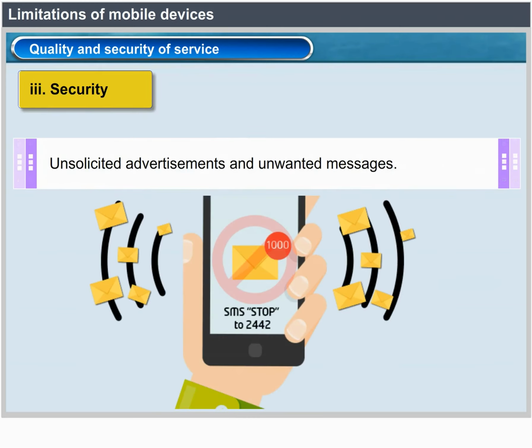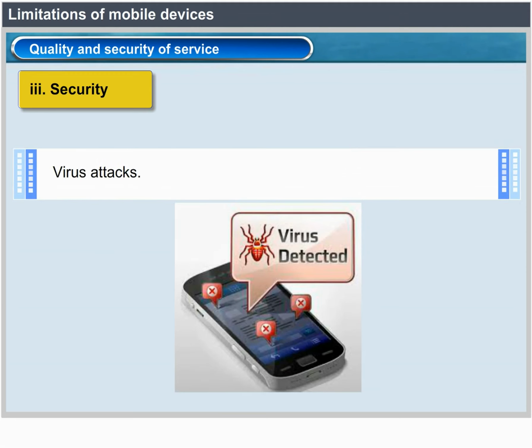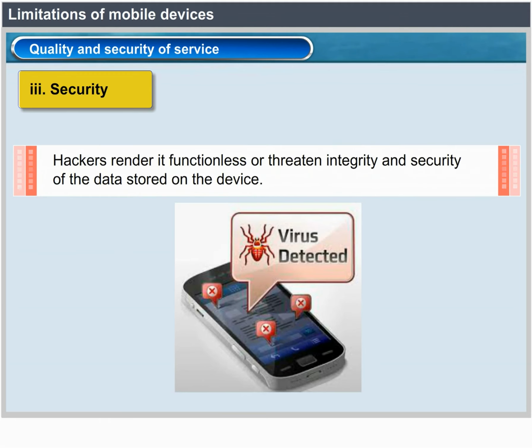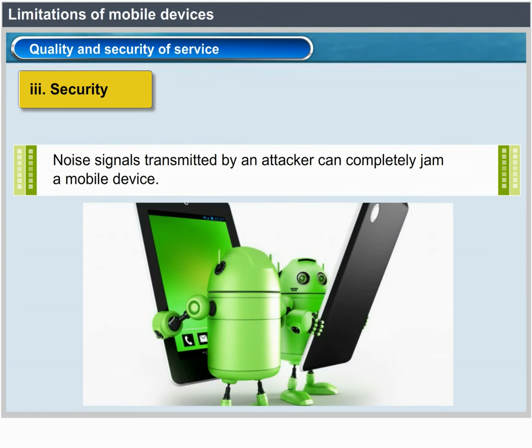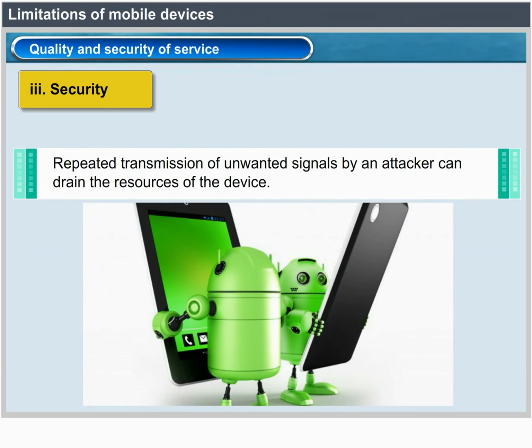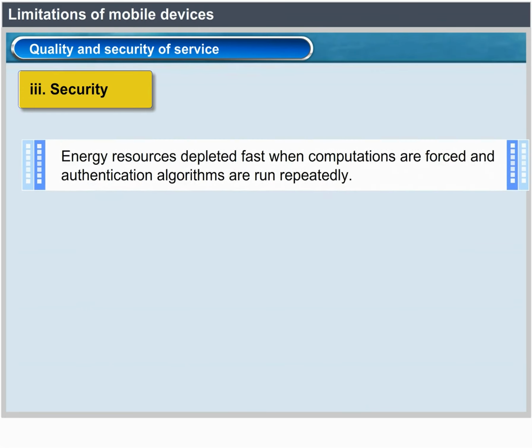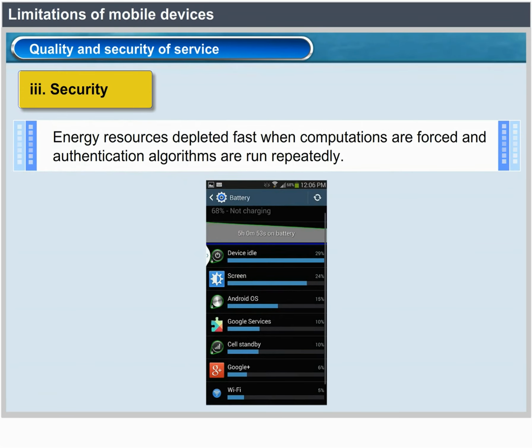Security. Unsolicited advertisements and unwanted messages. Virus attacks. Hackers render it functionless or threaten integrity and security of the data stored on the device. Noise signals transmitted by an attacker can jam a mobile device. Repeated transmission of unwanted signals by an attacker can drain the resources of the device. Energy resources are depleted fast when computations are forced and authentication algorithms are run repeatedly.